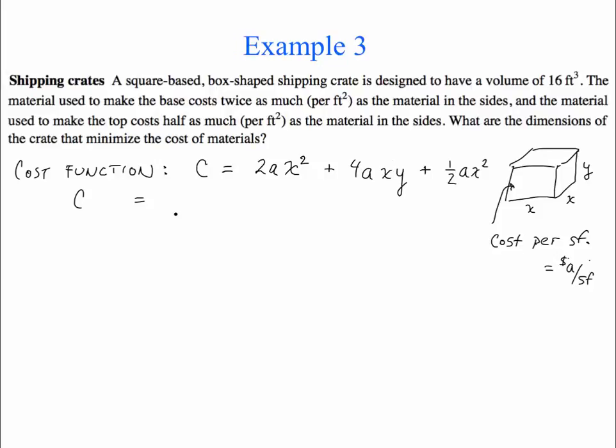We have 2 variables. We have x and y. So we want to get it just in terms of x. And so in order to get it just in terms of x, we need y in terms of x. And what is going to help us do that? What's going to help us? We need to get y in terms of x.